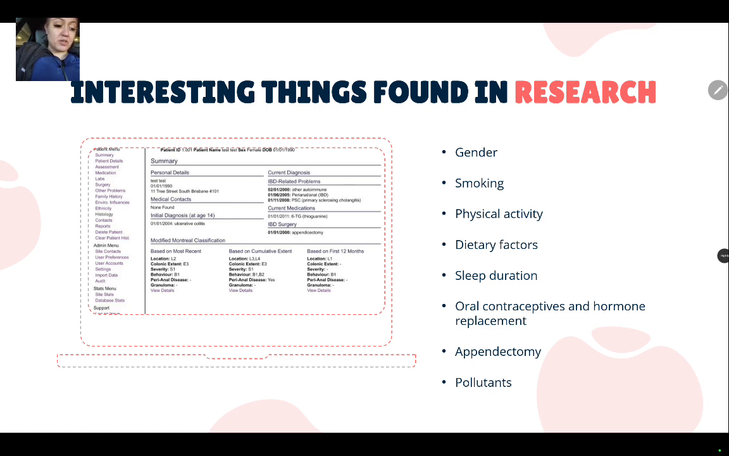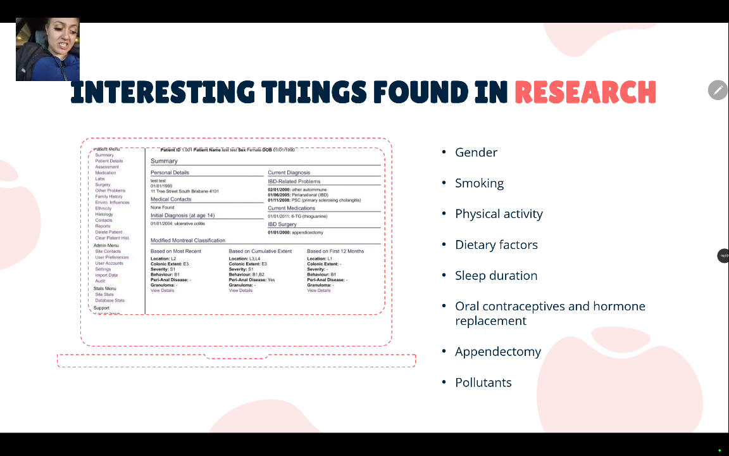So gender, with Crohn's disease, there is a slight female predominance, which also suggests that hormonal factors might play a role in disease expression, whereas in contrast, there might be a slight male predominance in ulcerative colitis. Smoking is not actually a risk factor for developing ulcerative colitis, with some even claiming that it might be a protective factor, potentially lowering the risk of developing the disease, whereas it is a risk factor in Crohn's disease.